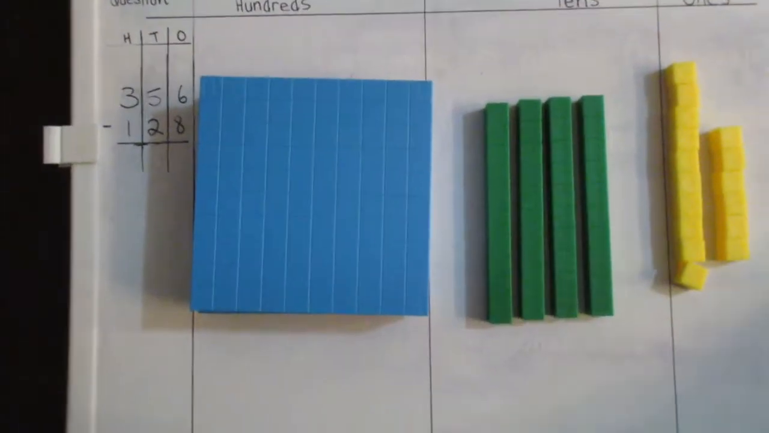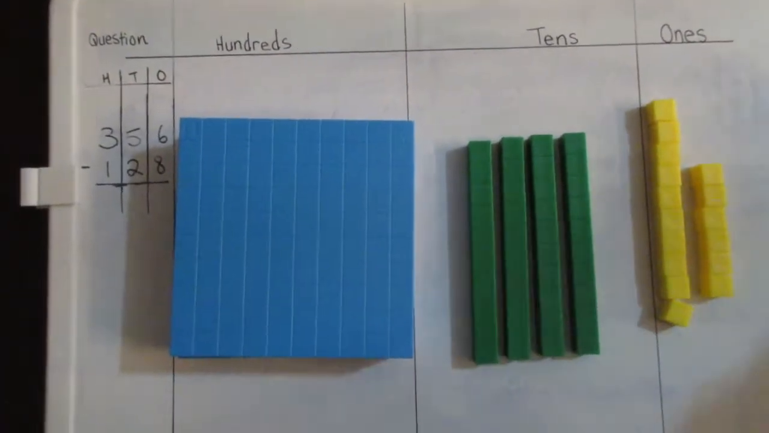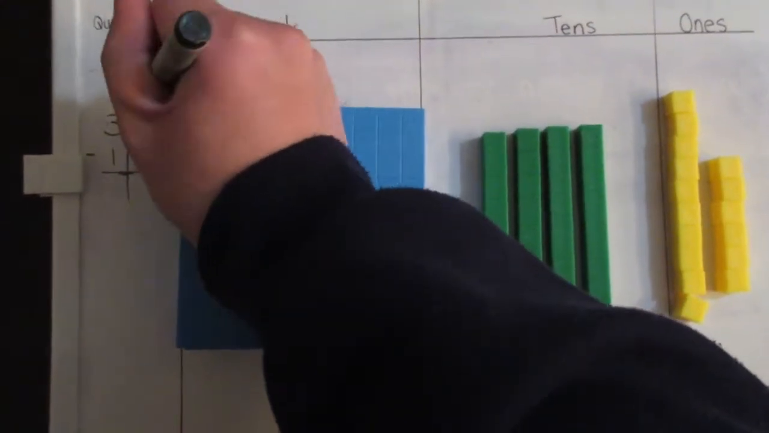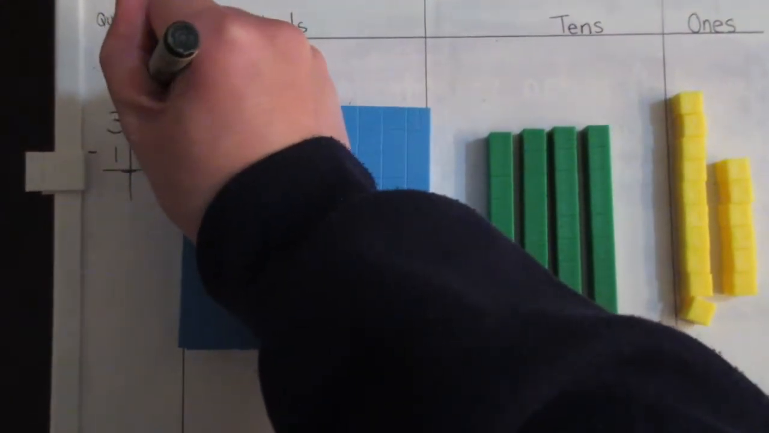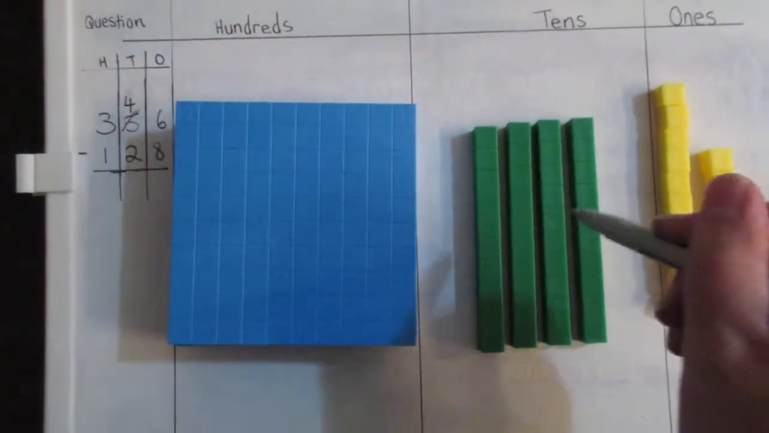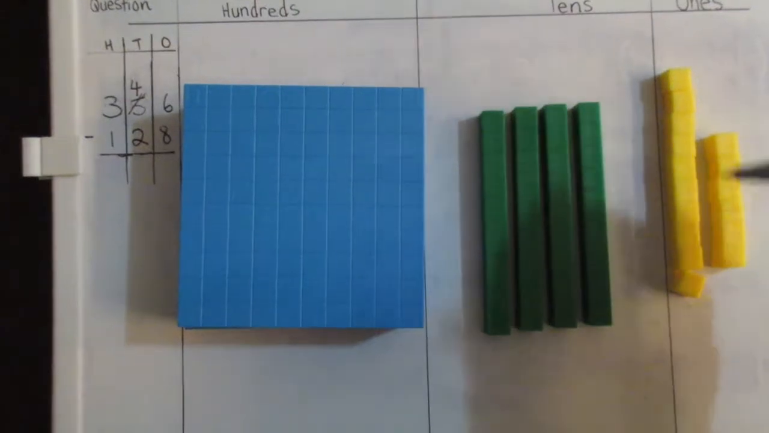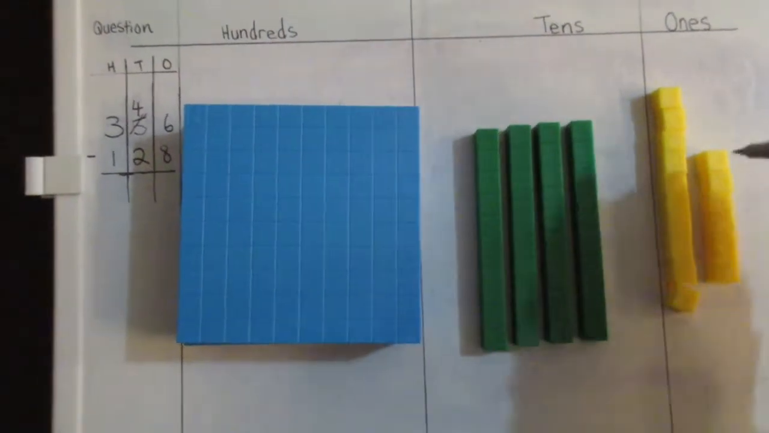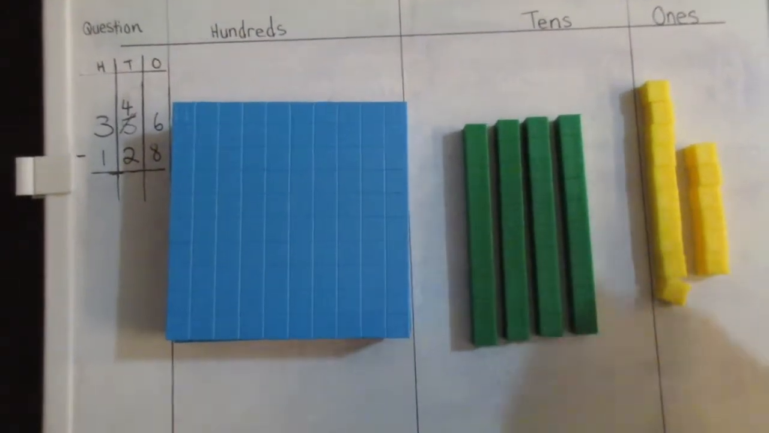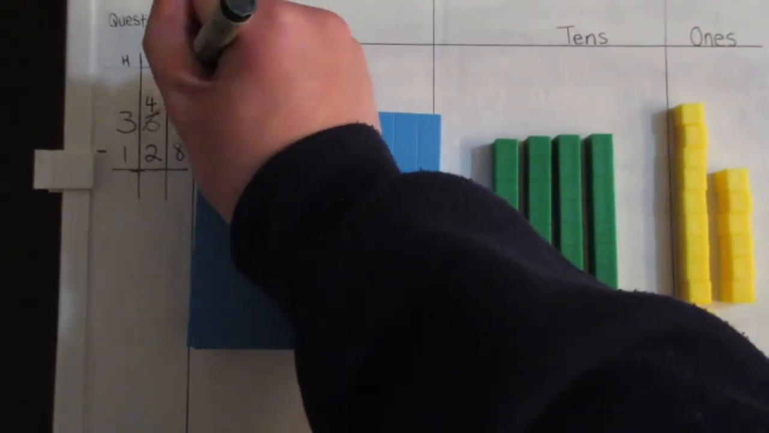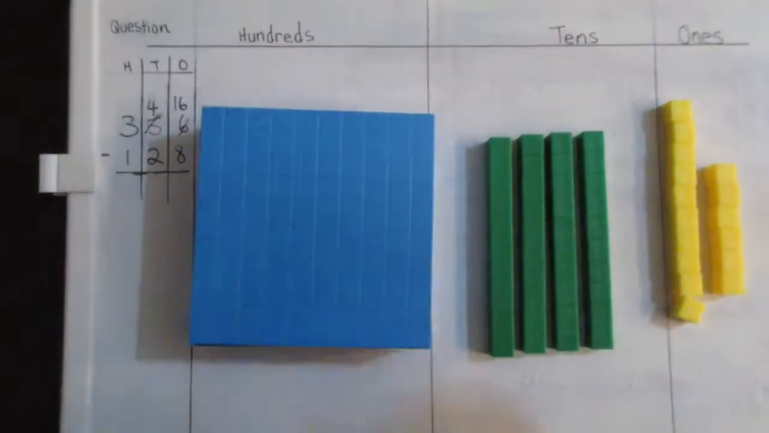Like this. So what I just did is I went to my neighbor, the 10s, and I took one of my 10s. So now I only have 4 10s. 1, 2, 3, 4. And I regrouped one of my 10s for 10 1s, so now I have 10, 11, 12, 13, 14, 15, 16 1s. So this 6 is now 16.